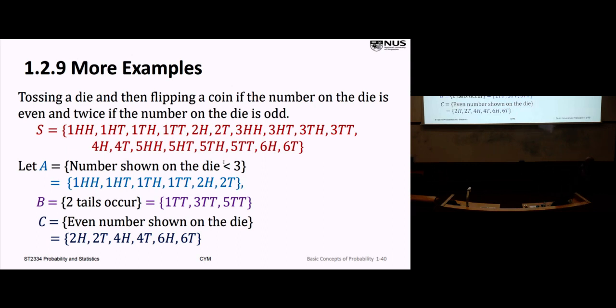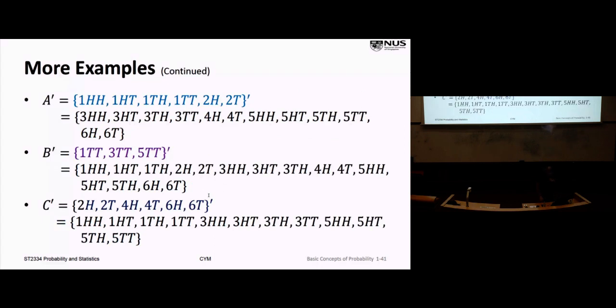The set B is defined to be the collection of sample points for which 2 tails occur. And again, this is the same thing. I look here, I have 2 tails, here I have 2 tails, and so on and so forth. So there's 3 scenarios there. And C is the event that an even number is shown on the die. Okay, and so this is again the case where you get 2, 4, or 6, and that's pretty clear, as you can see below. So let's just have a look at a couple of these operations.